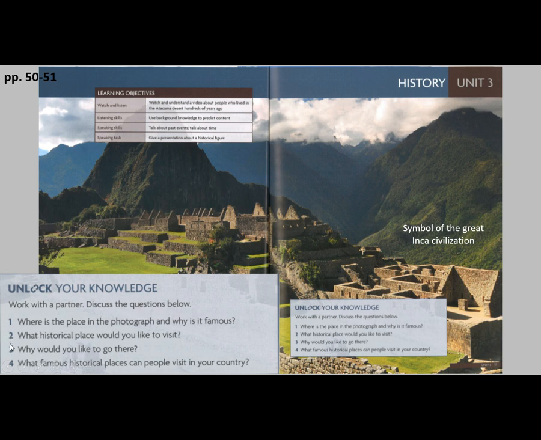Now look at these three questions. What historical place would you like to visit? Why would you like to go there? And what historical places can people visit in your country? Please spend some time thinking about these three questions and possibly make some notes in your notebook. Before we go into the unit, let's study some useful vocabulary related to the topic of history.